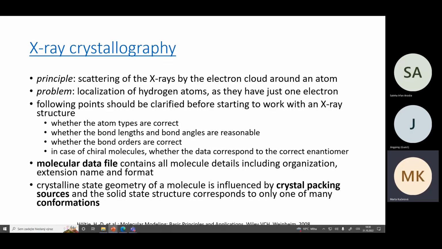So let's talk about the most used method, which is X-ray crystallography. All the terms that are in blue in the presentation are interactive links to Wikipedia, so you are able to read more about the method if you are interested. The principle of X-ray crystallography is scattering of X-rays by the electron cloud around an atom. So we use an X-ray beam to irradiate a well-prepared protein, and we get a structural pattern. By this method, only heavy atoms are visible. It means that the hydrogens are not visible as they are too small for this method.